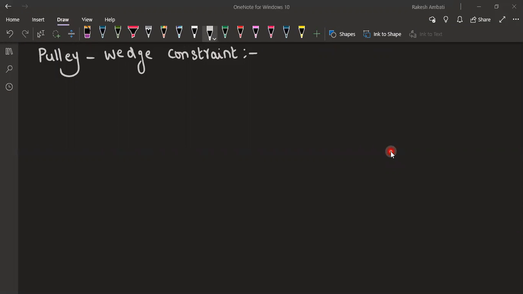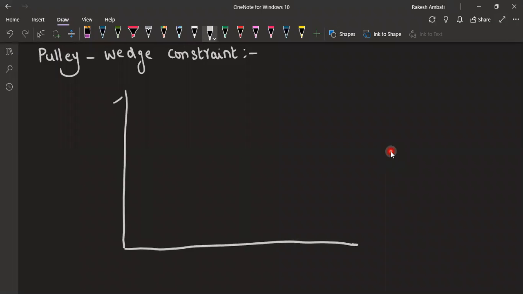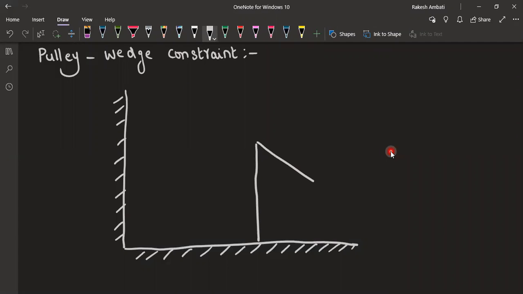For example, here it is a support, a vertical surface, and a horizontal surface. If the logic is clear, we can do this type of question very easily. The only thing is, we have to understand the logic. So on this horizontal surface, here we have a wedge.